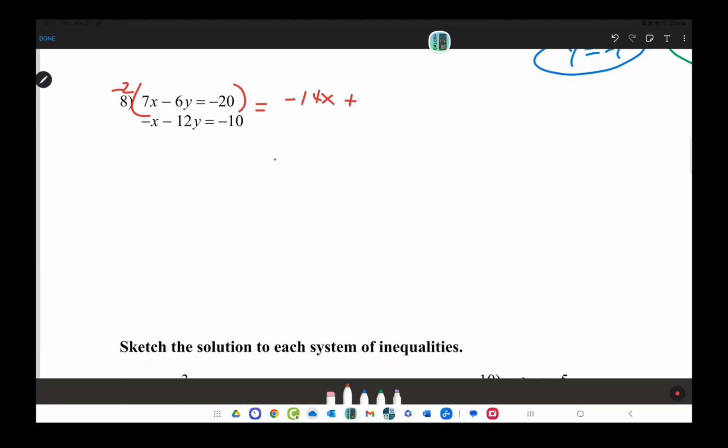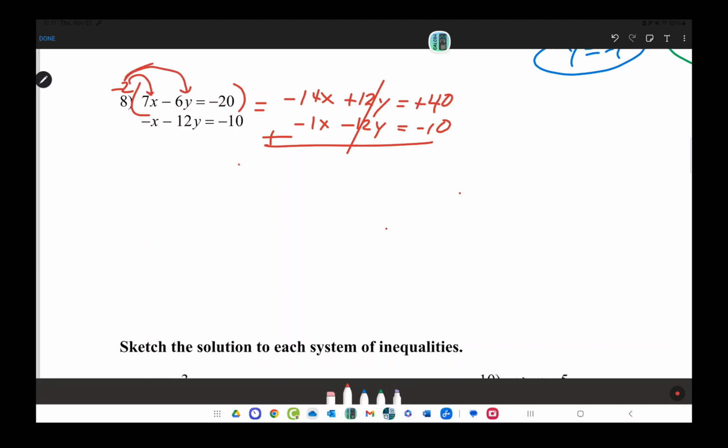-14x, +12y, +40. Didn't do anything to the second row, so -1x, -12y, and -10. Now when we add that, don't forget to multiply everything. A lot of people forget to multiply the last number. Don't forget, everything is multiplied. Whole row.